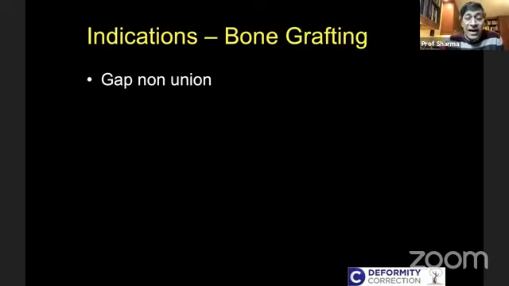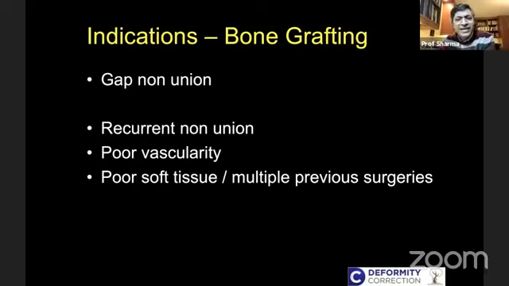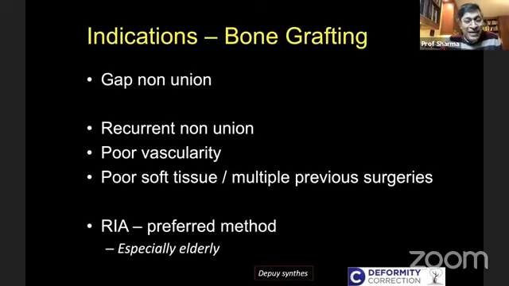So I have only one absolute indication for bone grafting, and that is a gap non-union. Everything else is a relative indication for me. There are a number of things you can think and talk about, and they are all relative indications in my practice. If I have to do it, I use RIA, because I think particularly in the elderly, I don't do a corticocancellous graft unless it's a gap non-union, and I generally tend to use only cancellous bone grafts.